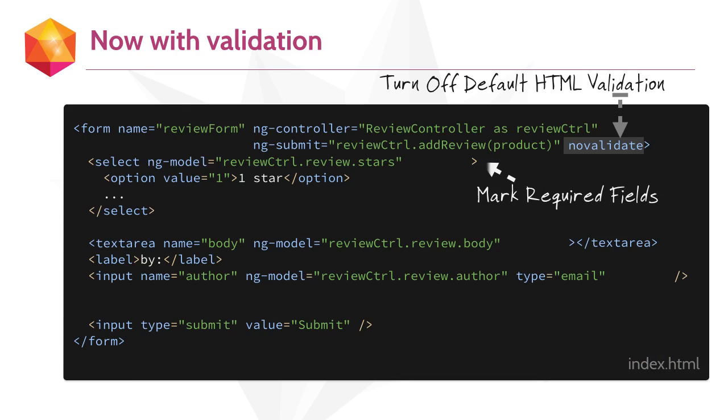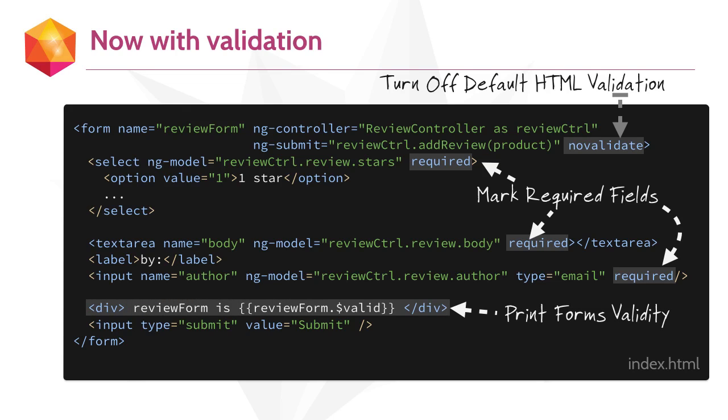So let's add novalidate in our form tag as an attribute. Next, let's mark the fields that are required for our form by simply adding the required attribute, like you see here. Lastly, to see if our form is validating properly, let's add some debugging code here. We'll say review form is reviewForm.$valid, which will be true or false.